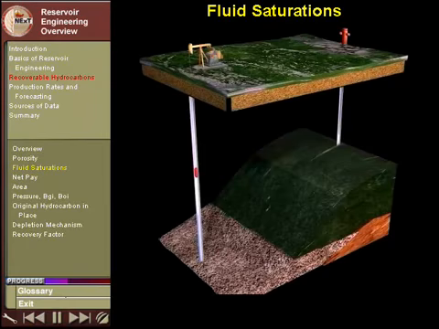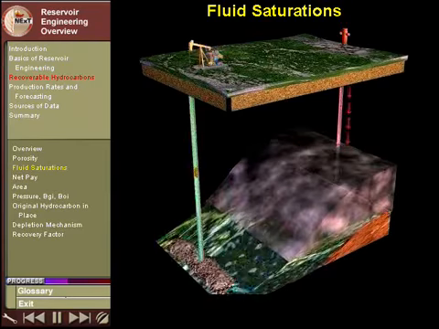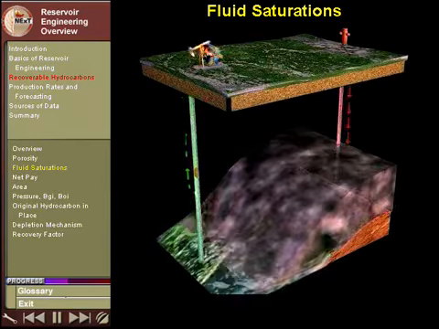Secondary or tertiary recovery projects, which we will learn about later, are put into place to reduce the hydrocarbon saturation over what can be achieved by primary recovery methods.